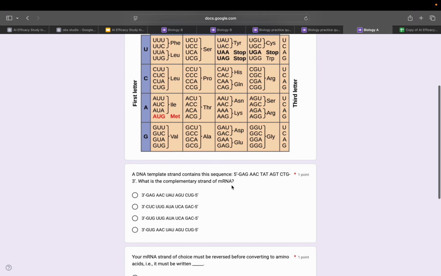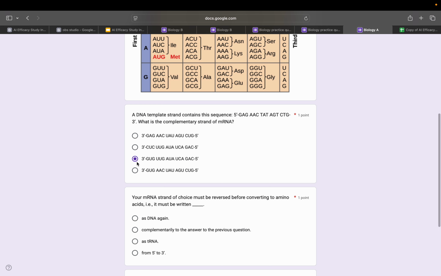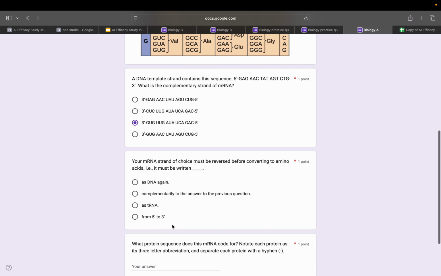A DNA template strand consists of 5 sequences. What is the complementary mRNA? I can't answer that. I'll go with C. This is compulsory. Your mRNA strand of choice must be reverse. Must be written complementary.